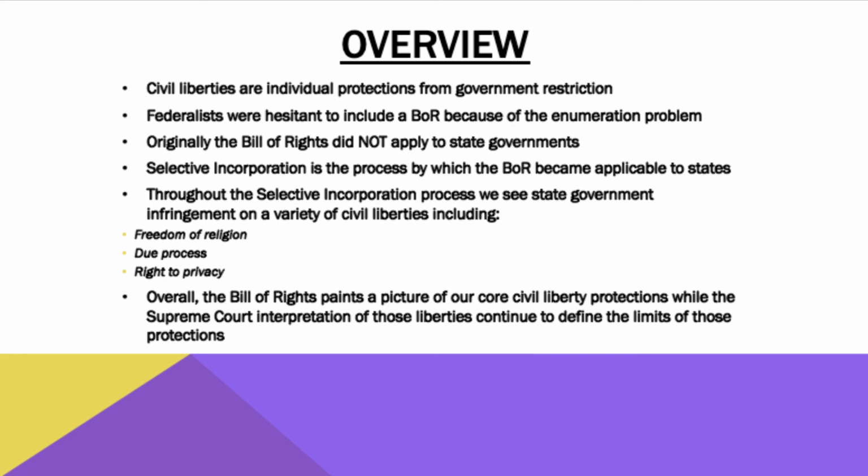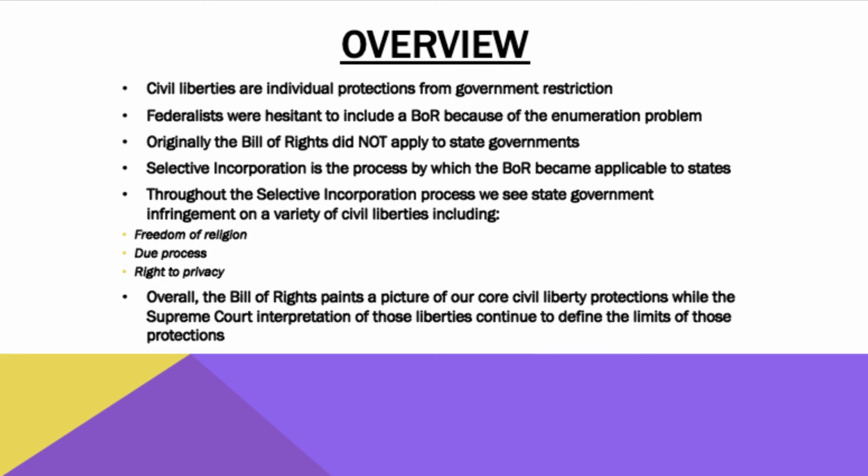Know the definition of civil liberties. Civil liberties are individual protections from government restriction. Know about the debate of the Bill of Rights between the Federalists and the Anti-Federalists, specifically that Federalists were hesitant to include a Bill of Rights because of that enumeration problem. Keep in mind that the Bill of Rights originally did not apply to state governments, only to Congress.